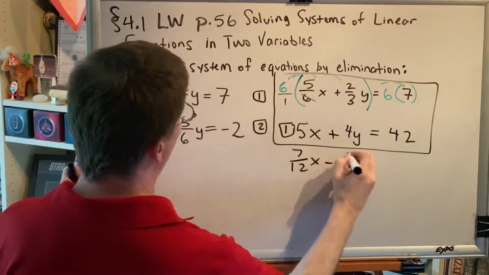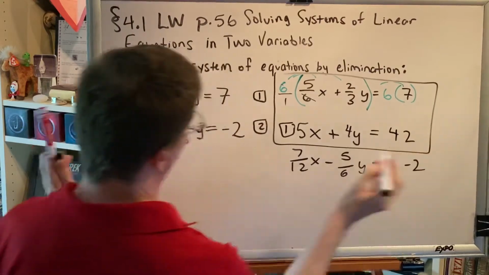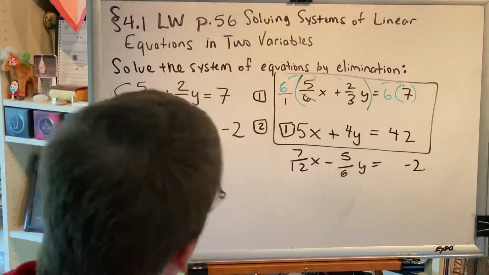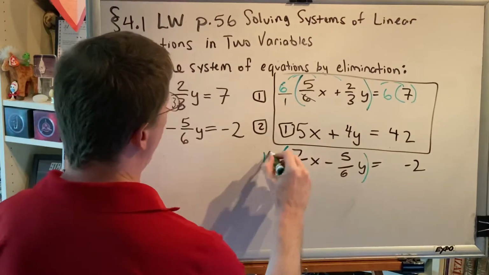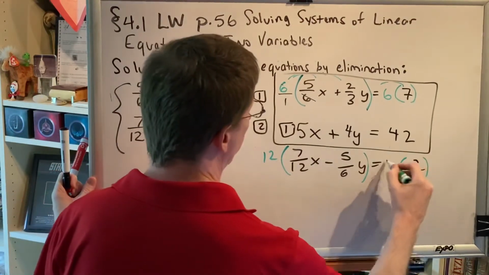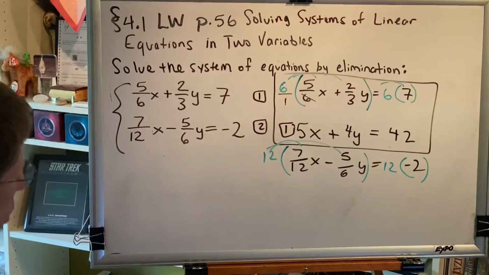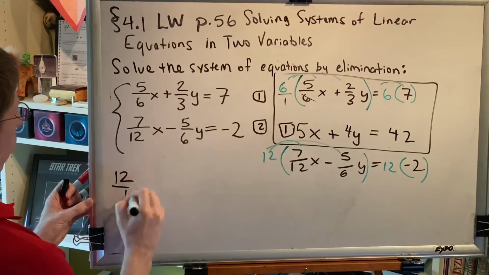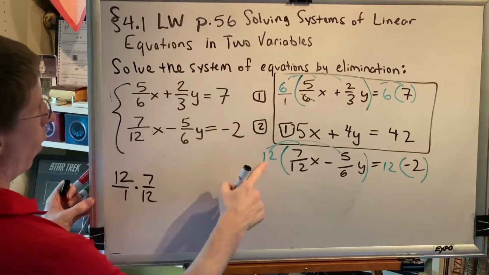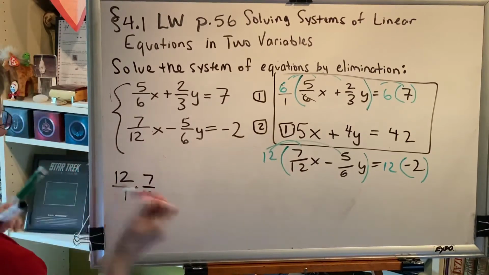7/12 x minus 5/6 y equals negative 2. All right, the least common denominator of 12 and 6 is 12. So we're going to multiply both sides by 12. We'll distribute just like we did before. And we'll show our fractions math just like we did before. 12 is the same as 12 over 1. So when the 12 over 1 gets distributed to multiply by the 7 over 12, here's what happens.